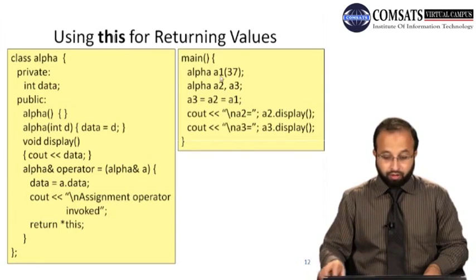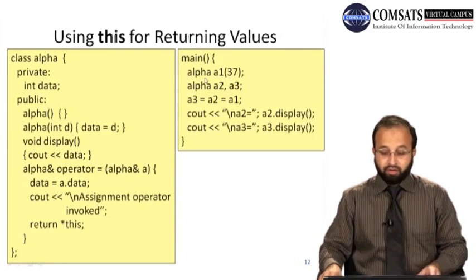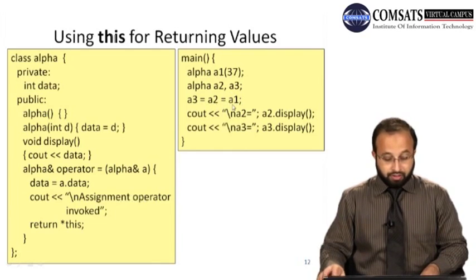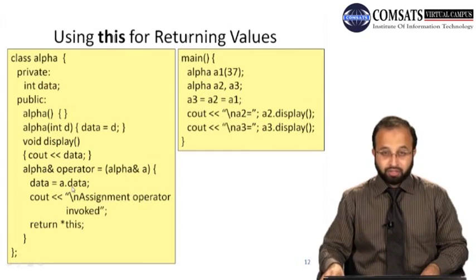So A1 ऑब्जेक्ट जो है इसको इनिशियलाइज कर दिया 37 के साथ. A2 ऑब्जेक्ट, A3 ऑब्जेक्ट क्रिएट किए, देन we have a statement A3 is equal to A2 is equal to A1. So first it will execute A2 is equal to A1. अब ये जब इन्वोक होगा, now A2 become the invoking object, और A1 will be passed to that function as a parameter. So A1 का data जो है A dot data, that is A1 का data basically that is assigned to data and that data is basically A2's data, right?